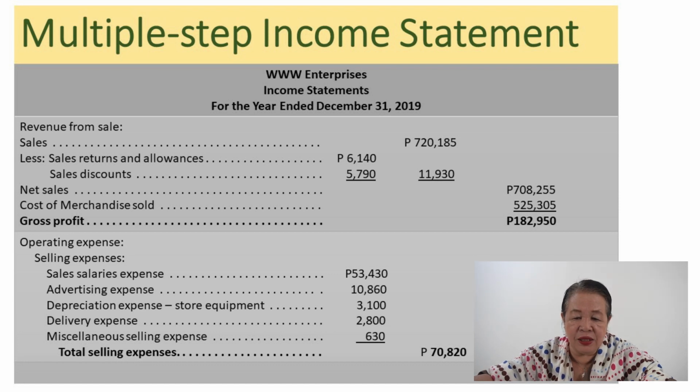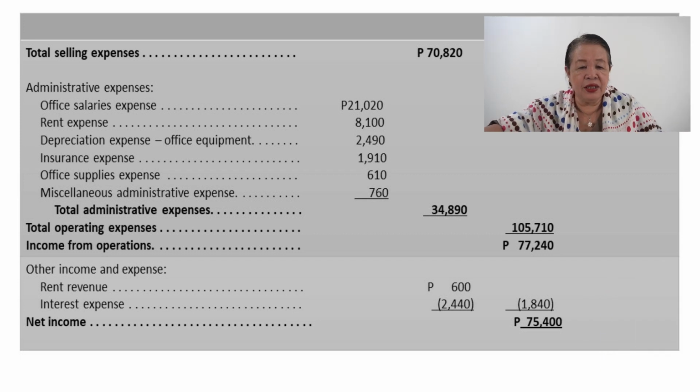Pagdating naman po sa mga expenses, magkano? Sales salaries expense, 53,430. Advertising, 10,860. Depreciation, 3,100. Delivery, 2,800. And then miscellaneous selling expenses, 630. So, ang total selling expenses is 70,820. Okay. So, let's go to total selling expenses.